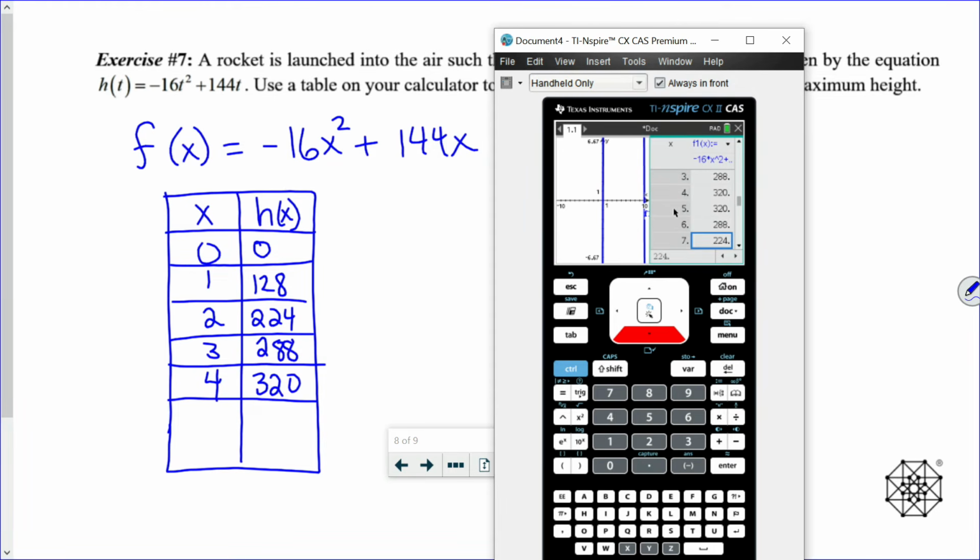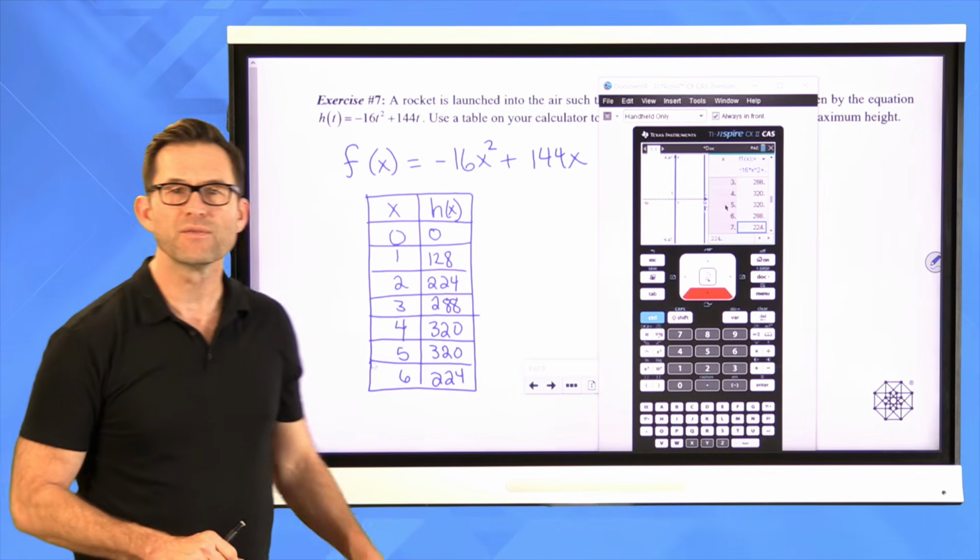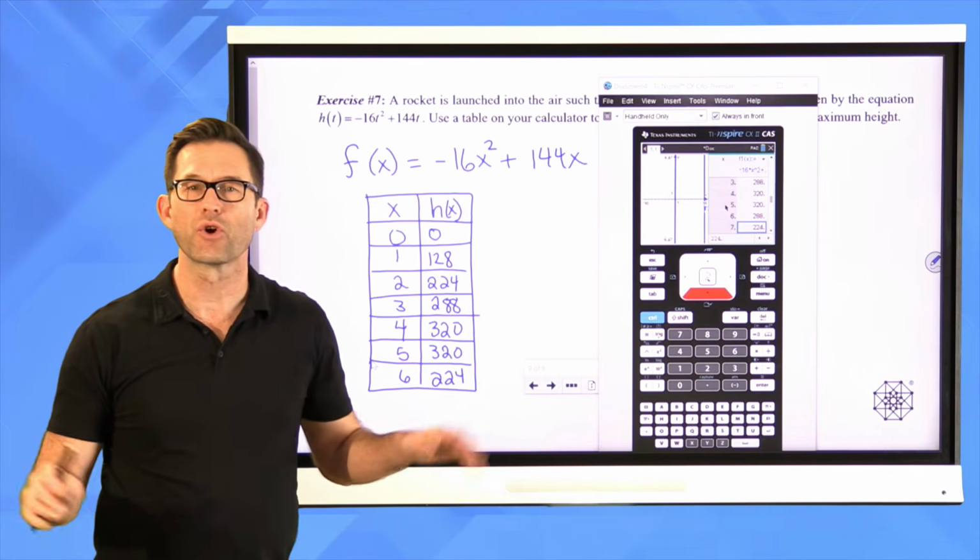So at 5, I'm also at 320. At 6, I'm at 224. And I think I'll pause there for a moment. Right, so I've generated this table, and let's try to interpret what's going on, right?